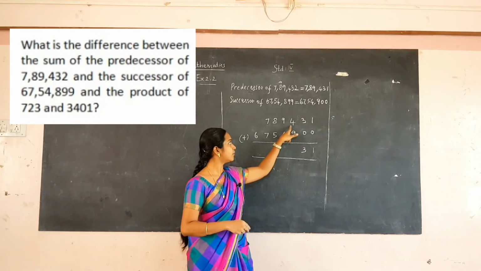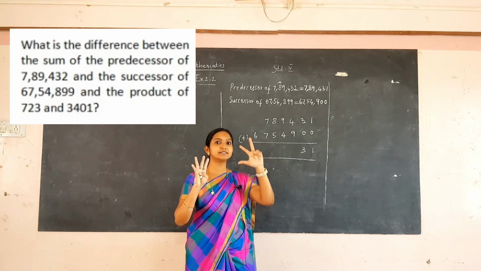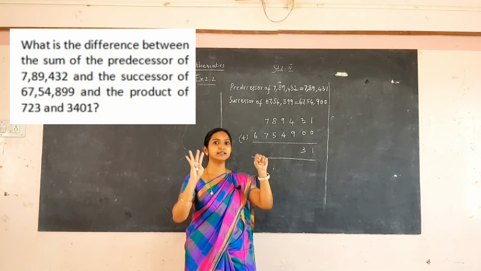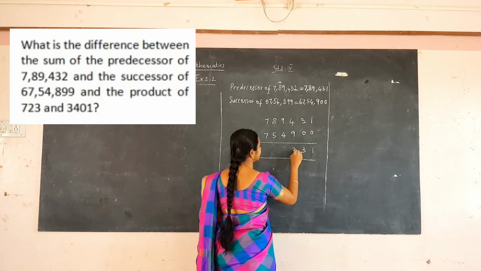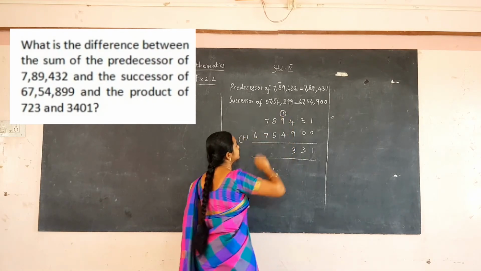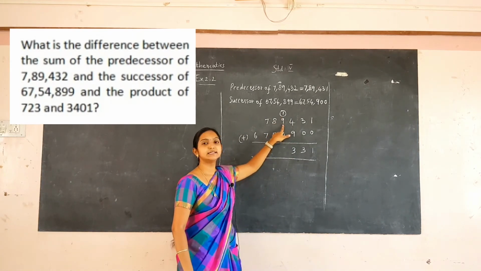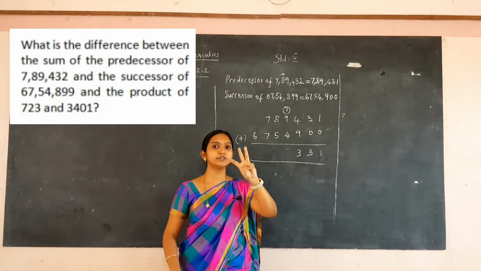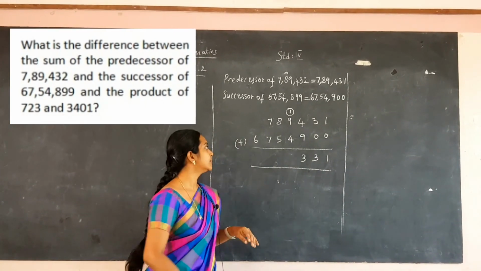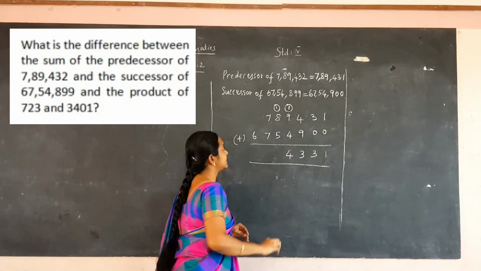Now keep 4 in mind and 9 in fingers. Now start counting. 5, 6, 7, 8, 9, 10, 11, 12 and 13. So write 3 here and carry 1 to next place. 9 plus 1 will be 10. Now keep 10 in mind and 4 in fingers. Now start counting. 11, 12, 13 and 14. Write 4 here and carry 1 to next place.